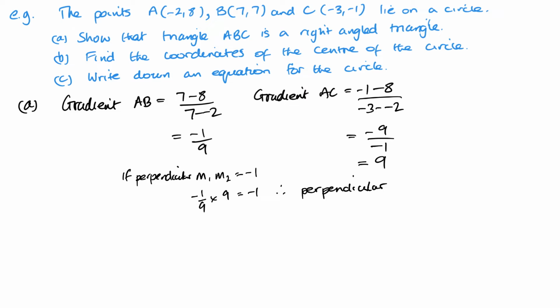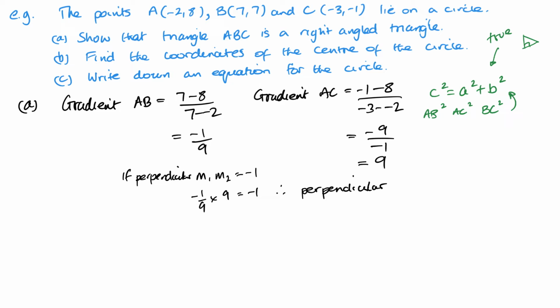So this is how I did part A, thinking about perpendicular lines and the gradients. An alternative way is to use Pythagoras. If you remember with Pythagoras, we have the very straightforward equation of C squared equals A squared plus B squared. If this is true, then it's a right angled triangle. So I can look at it that way as well. So I can find the distances of AB, AC, and BC, and obviously square them and check how they fit into here.